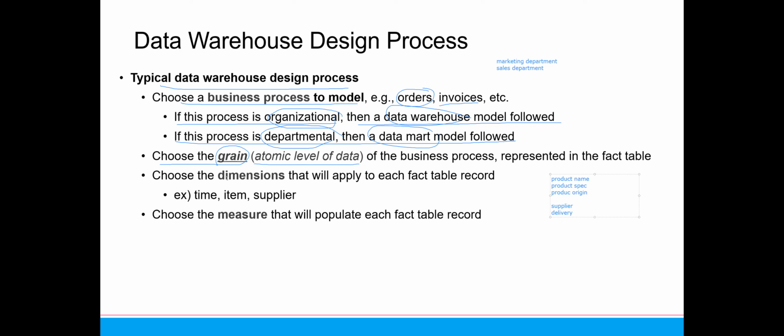Then choose the dimensions that will apply to each fact table record. So for example, you want to get the item, the time, the supplier. This is the dimension. And choose the measures that will populate each fact table record. The measures, we have the distributive, algebraic, and holistic measures. So you need to figure out what the measures are for that data warehouse.